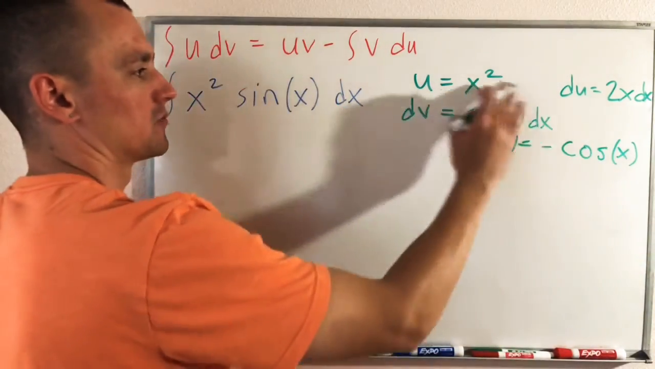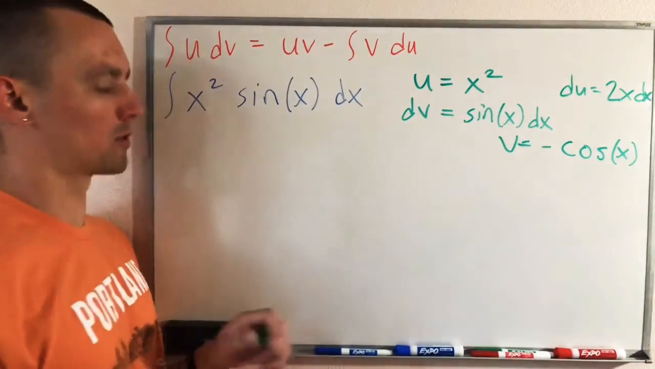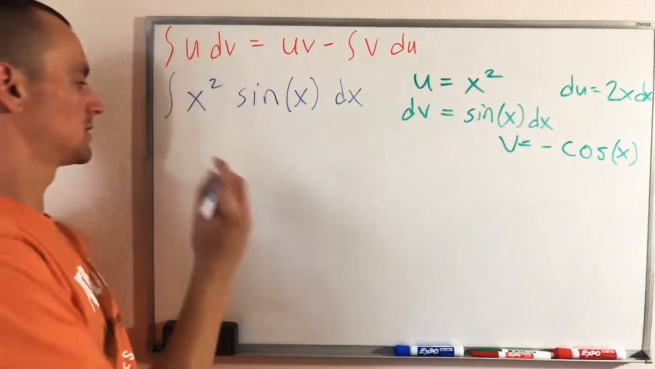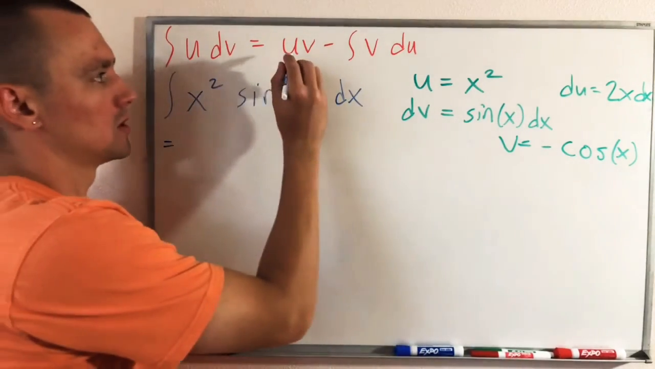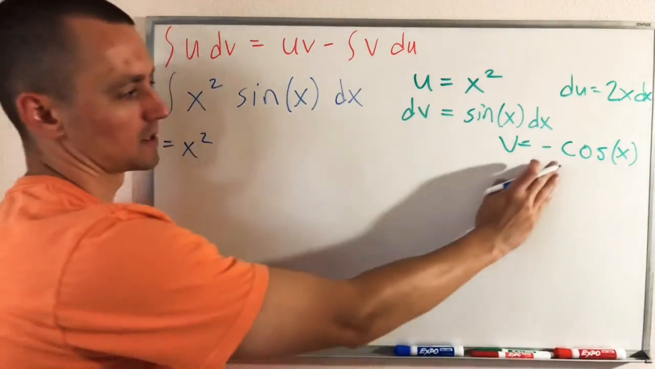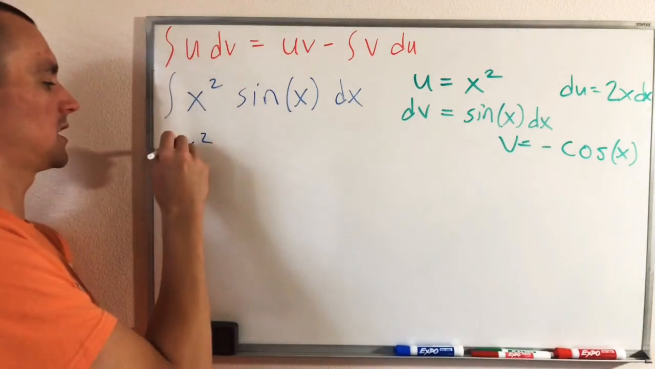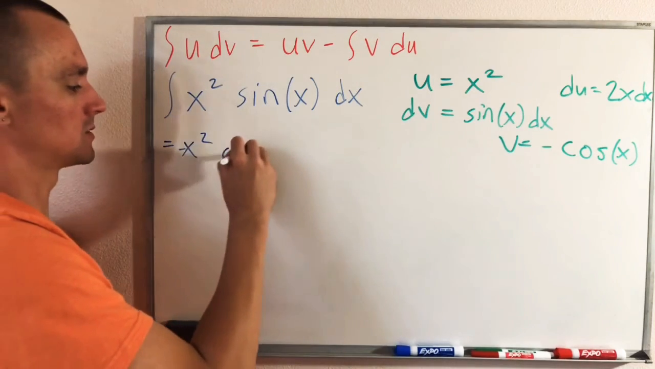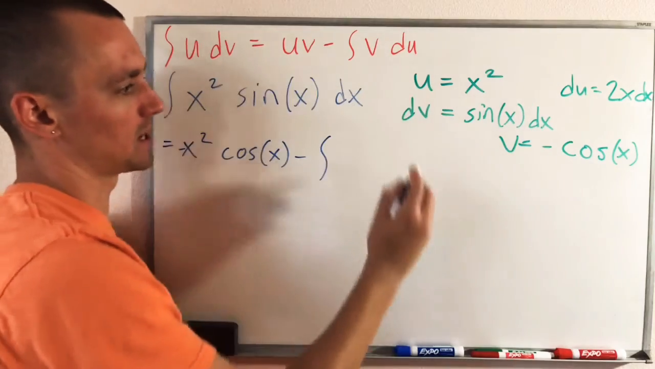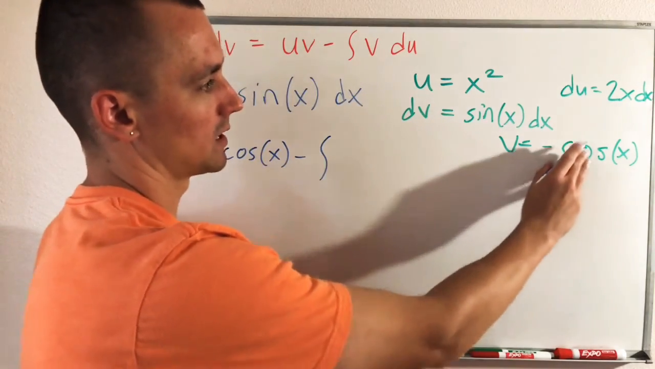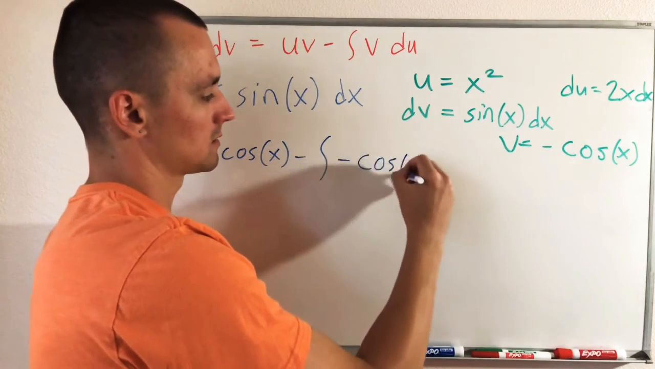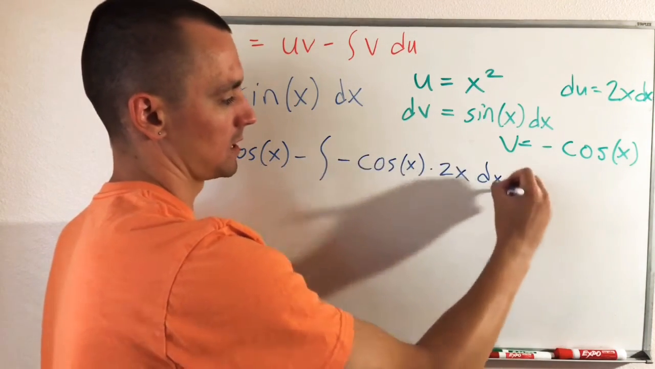So now we want to take these four pieces, plug them into our integration by parts formula, and see what we're left with. Doing that will tell us that this integral is equal to u times v, which is x squared times negative cosine x. So we'll just say negative x squared times cosine x, minus the integral of v times du, so minus negative cosine x times 2x. So that'll be negative cosine x times 2x dx.